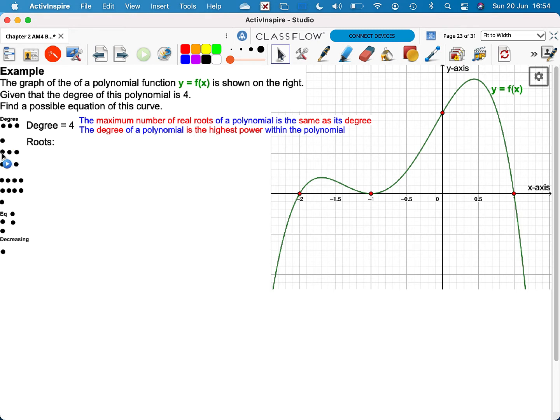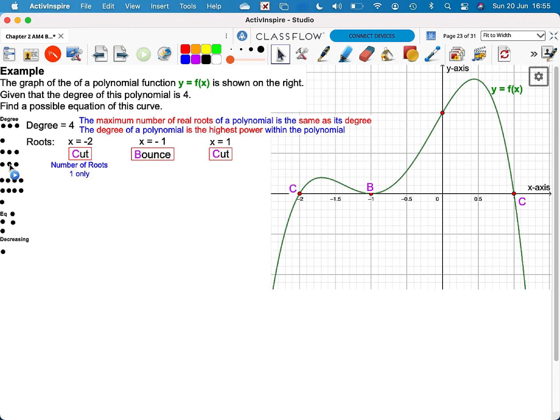You can pause the video. Okay, the roots are, it's a cut at x equals -2. It is a bounce at x equals -1. And at x equals 1, it is another cut. Okay, what do we know about a cut? A cut only has one root.